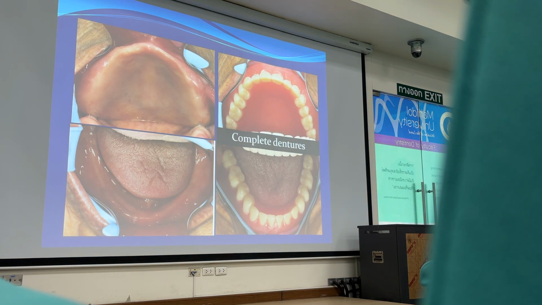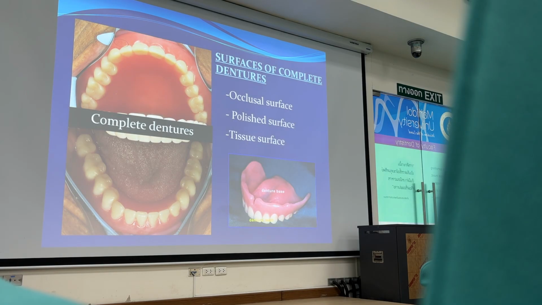Okay, it looks like this. This is a complete denture. This is a lower arch. This is a lower denture. Surface of a complete denture: the opposite surface is made like this. This is the polished surface. This is the tissue surface.